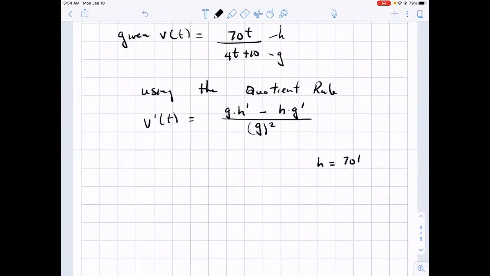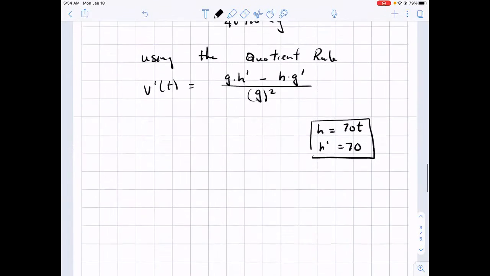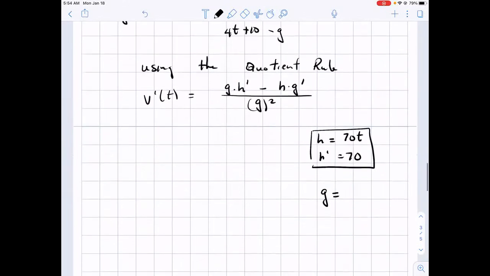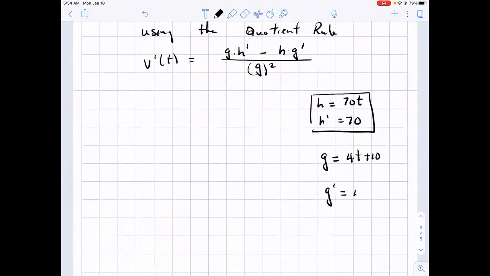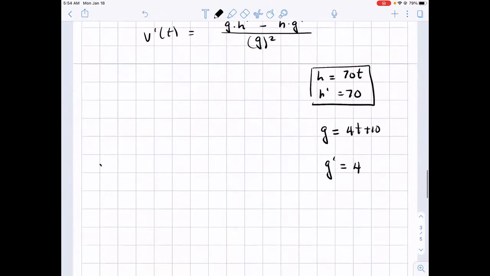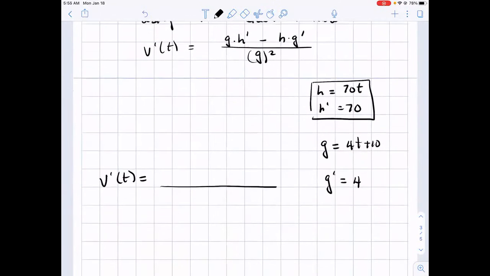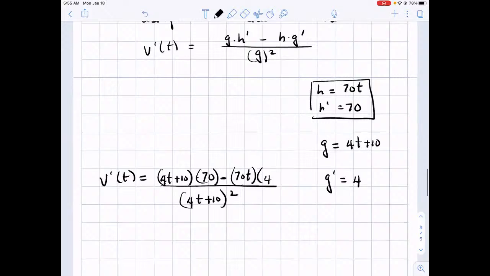So h is 70t, therefore h prime will be 70. Okay, so this is a little side note we'll need. And then g is equal to 4t plus 10. So g prime would be 4. So we can plug that in now. V prime of t is, we need g squared, which is (4t plus 10) squared. Then g, which is 4t plus 10, times the derivative h prime, 70, minus h, which is 70t, times g prime, which is 4.